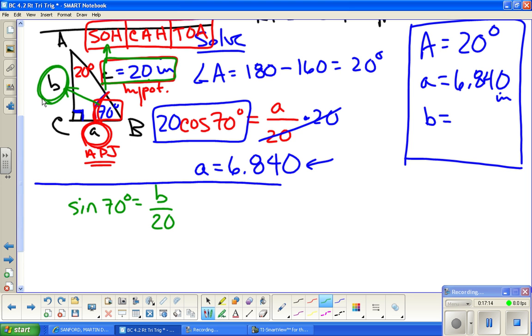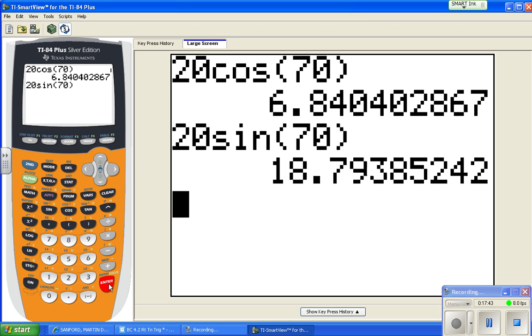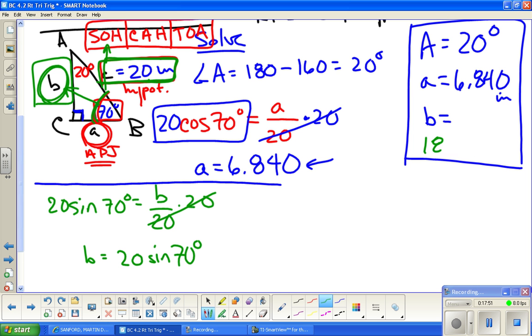Now, how did I know it was sine? Because this was the side I wanted, this I knew, and this I knew. So based on what I know and what I want to know, I picked sine because that's what opposite over hypotenuse was. So I'm going to multiply both sides by 20. So 20 times the sine of 70, and we'll just type that in. 18.794. Again, this is inches.